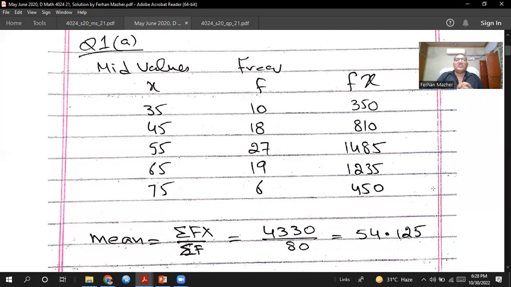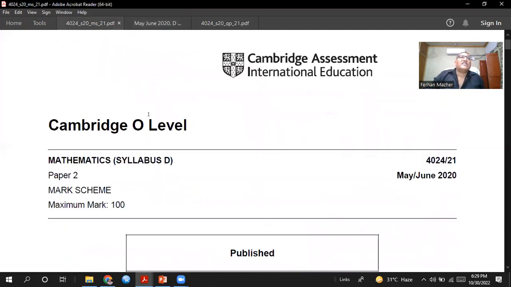The mean is the summation fx divided by the summation f. So you add up all the numbers in this column. When you add 350 plus 810 plus 1485 plus 1235 plus 450, you get 4330, and you divide it by the sum of the frequencies. So add up all the frequencies, that will be the summation f, and you will have 4330 divided by 80, which gives 54.125. So that is question number 1.